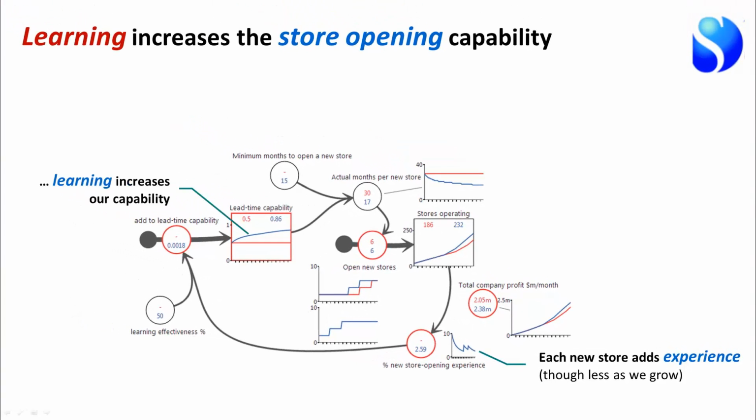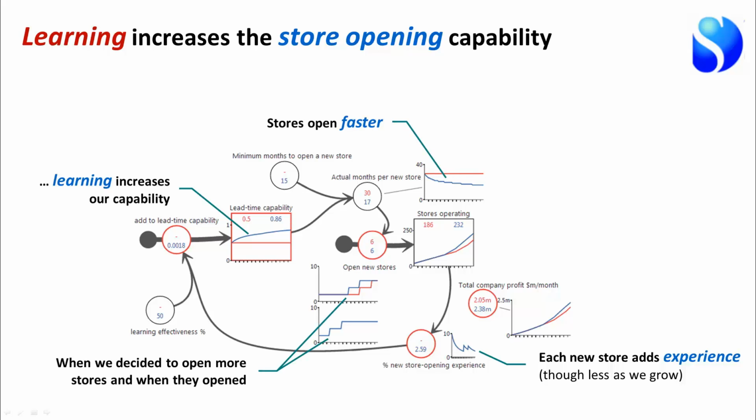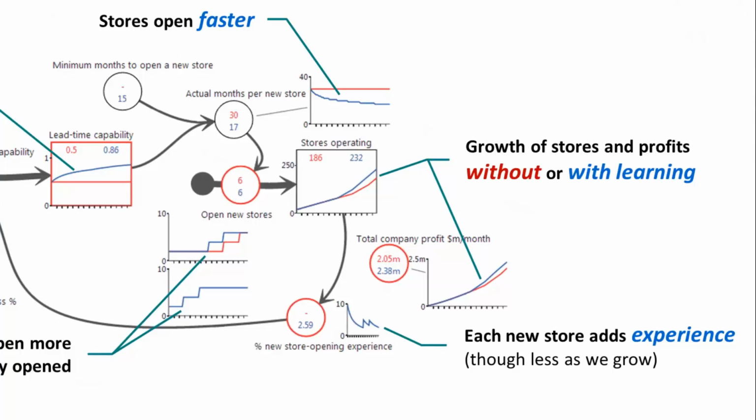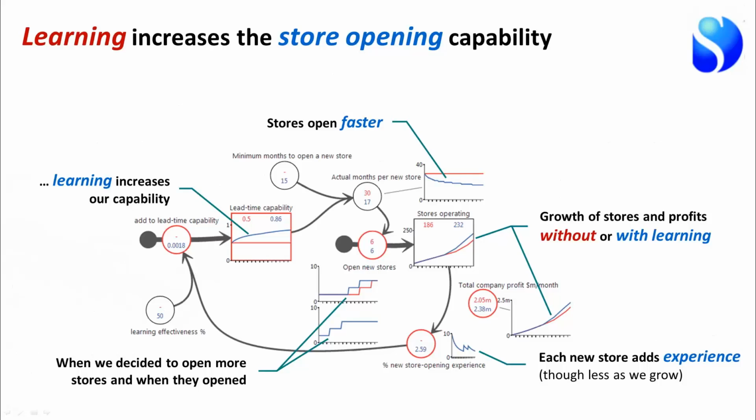So learning increases our capability. That means that we increasingly open the stores more and more quickly. That means we accelerate the rate at which stores actually get opened. And now we're growing to 232 stores rather than 186, and our profits are even higher at 2.38 million. So that is how learning takes place and how capability grows. This is a working model, and you can experiment with exactly this learning rate and exactly when the decisions to expand the store network take place.